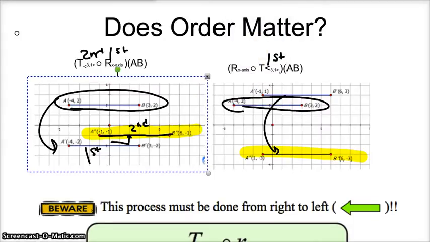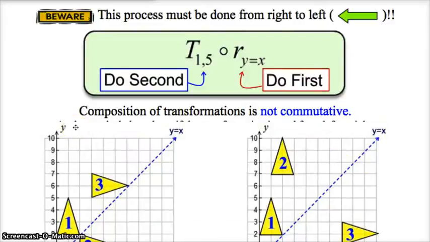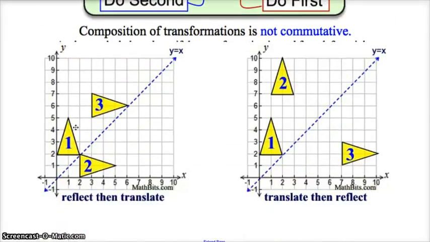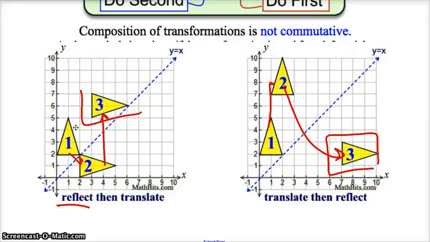I've got another one for you. Again, beware the process has to be done from right to left. It's not necessarily commutative. So in this particular one, there was a reflection and then a translation. Same triangle was translated and then reflected, and these final triangles are in two very different places.